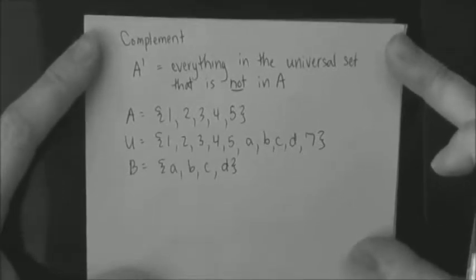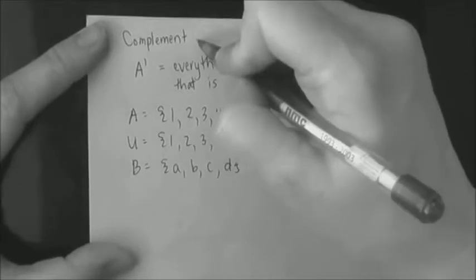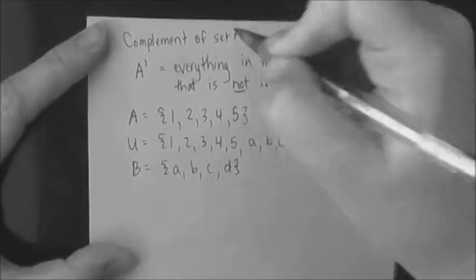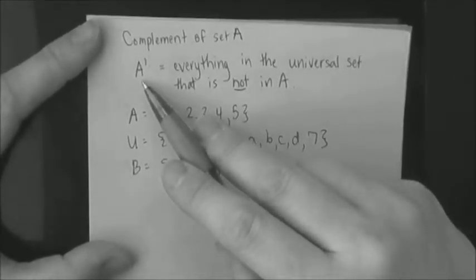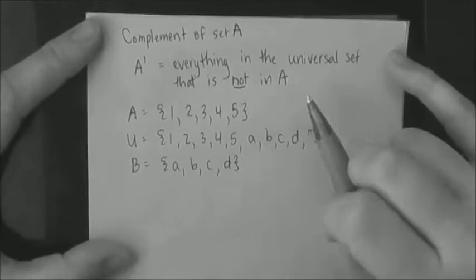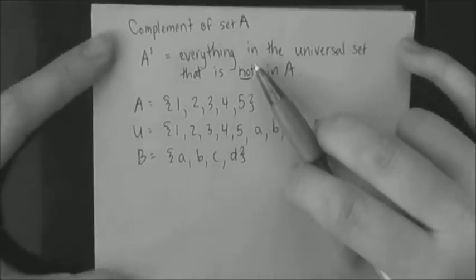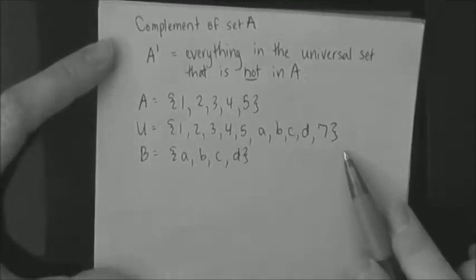In this lesson, we're going to talk about the complement. The complement of a set A, we write as A with a little apostrophe above it. And the complement just simply means everything that's in the universal set that is not in A.